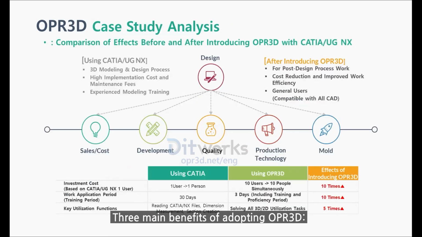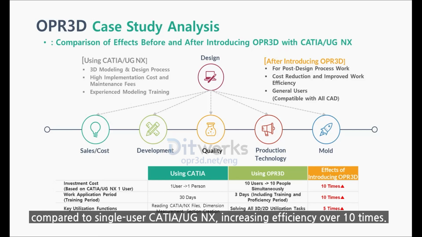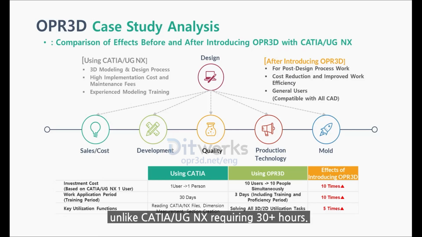Three main benefits of adopting OPR3D. Maximized ROI. OPR3D allows 10 users simultaneously, compared to single-user CAD, UGNX, increasing efficiency over 10 times. Rapid implementation, only 2 hours of training for immediate use, unlike CATIA UGNX requiring 30 hours.